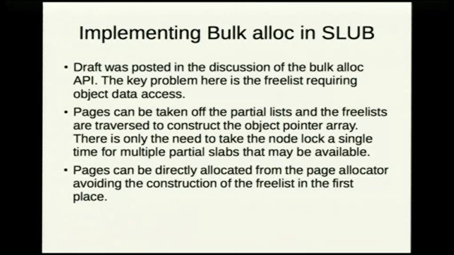So in every case that you deal with the partial lists and the per-CPU free lists, you have to traverse the array and you have to touch every cache line. If you take the page directly from the page allocator, then you don't need to initialize this stuff and you don't need to touch all the objects. So this would be inherently the fastest mode that would be available.